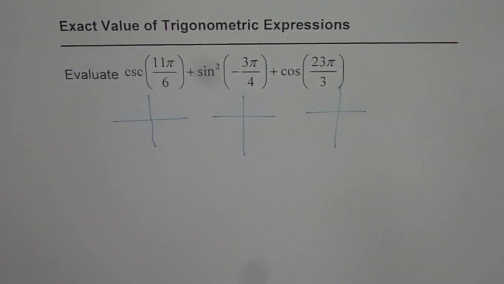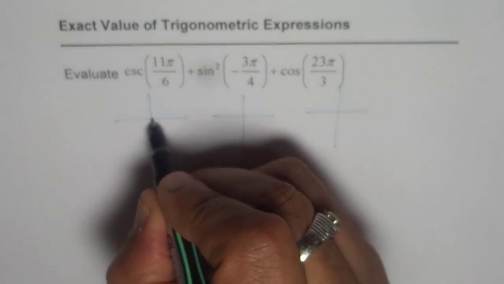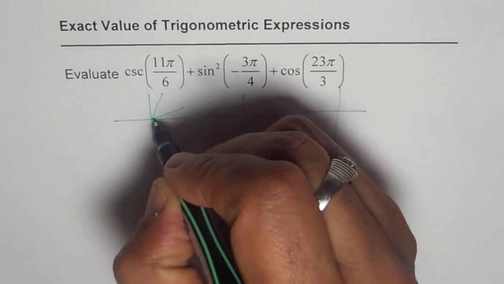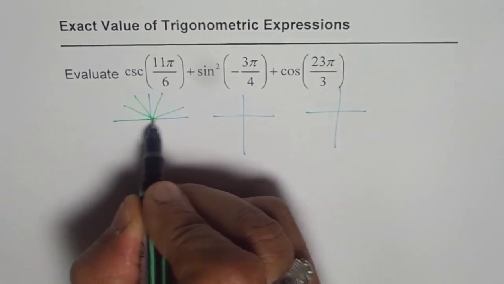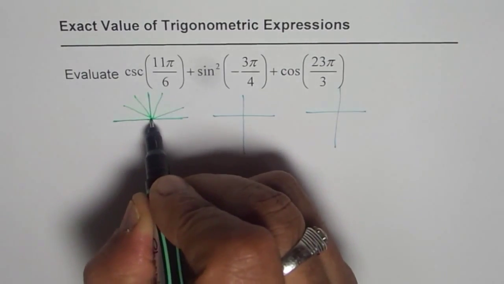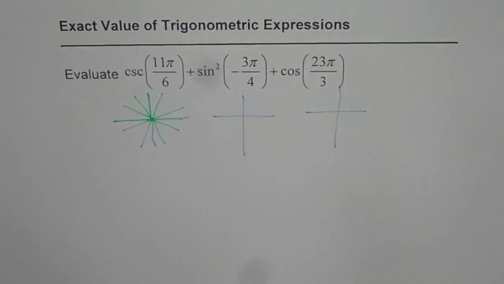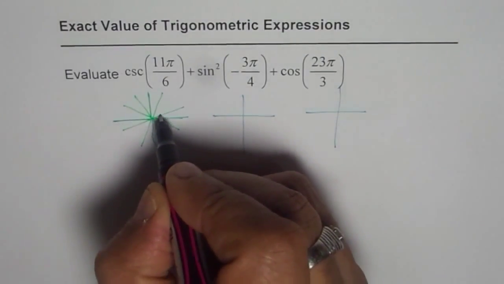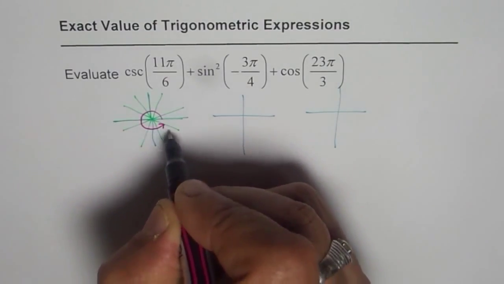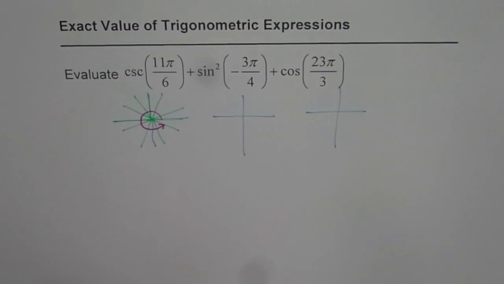In the first case, we have pi divided into 6 portions. That means 3 here and 3 here, so it becomes 6, right? So these are all included. Now 3 here and 3 here, so we get 12 in all. When we say 11 pi by 6, we mean we are at that position, that is 11 pi by 6. So we are in quadrant 4.